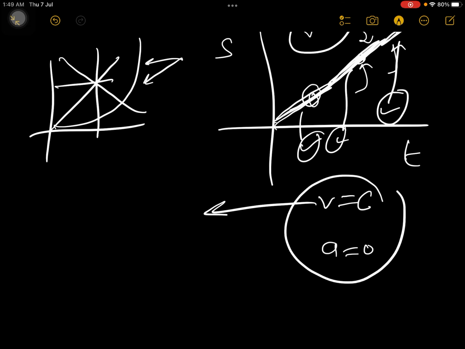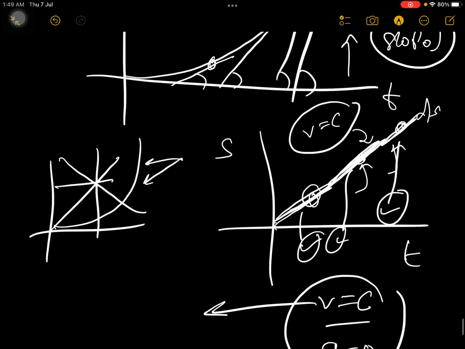For constant velocity, what kind of sound should you make? You should make a sound like this, like a vehicle or bike or car will make this kind of sound. I mean constantly going. It will not increase, or it will not decrease, right? So v is equal to constant and acceleration is equal to 0. So this is the idea behind your ST graph.